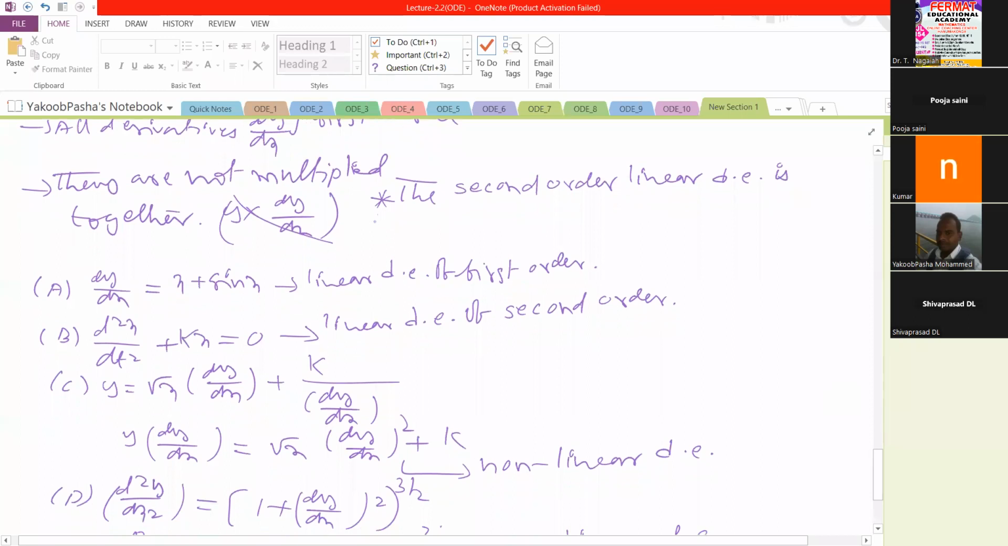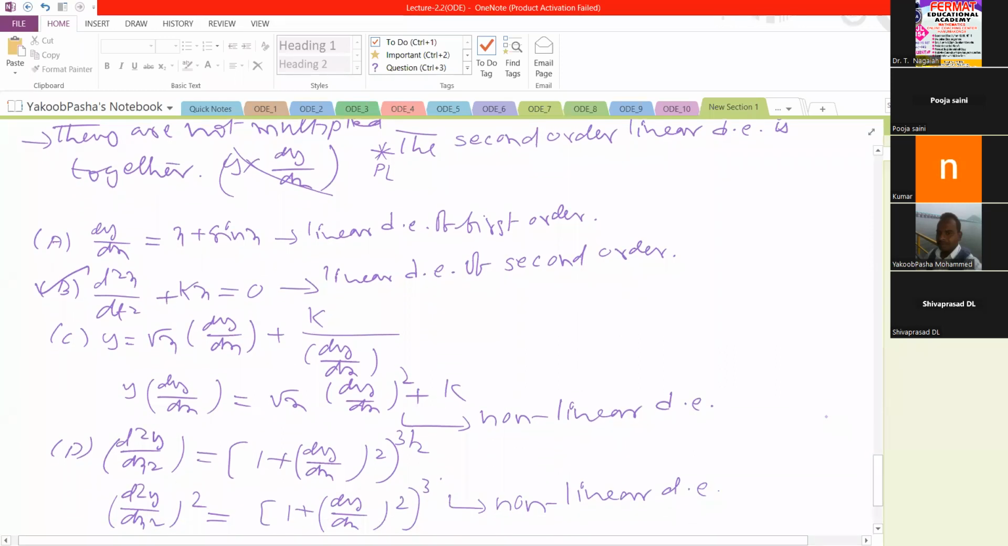Option B. Polytechnic lectures question. What is the right option here? Option B is the right option. Now, these are the examples for linear differential equation.